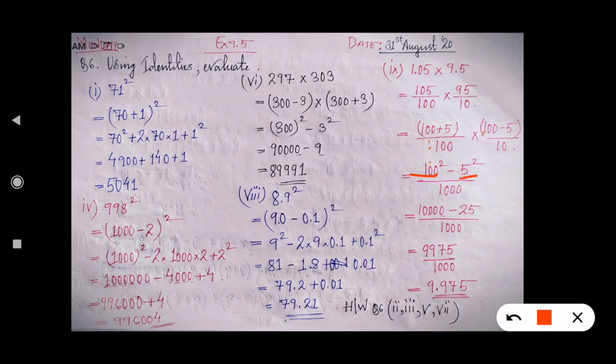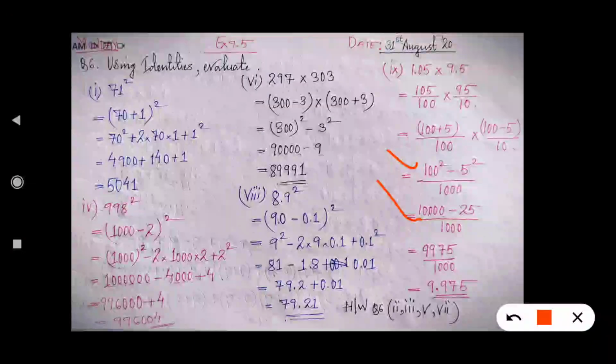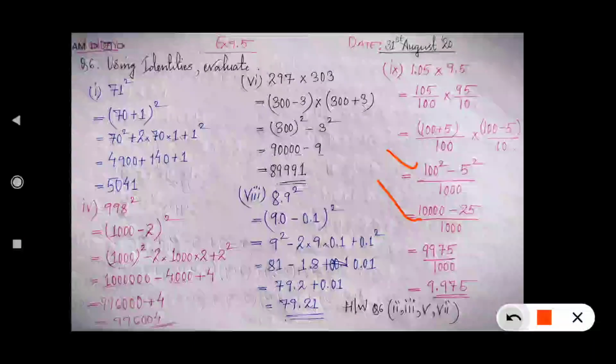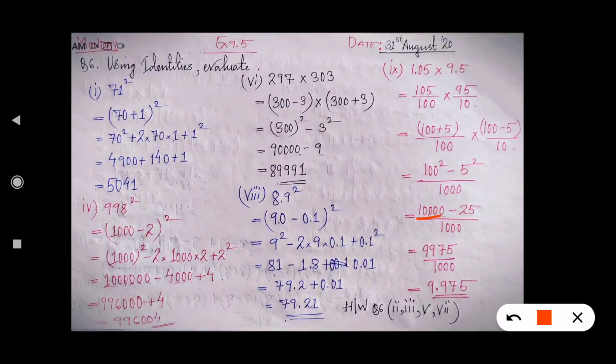Let us multiply the denominators. 10 into 100 will give you 1000. Now let us simplify. 100 square means 10,000, 5 square is 25. So 10,000 minus 25 will give you 9,975, and we have 1000 in the denominator.